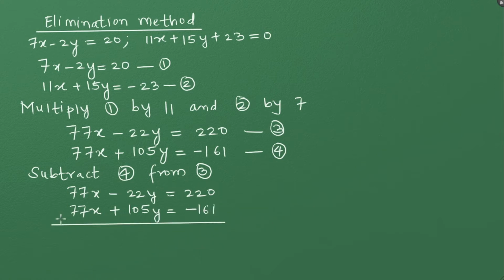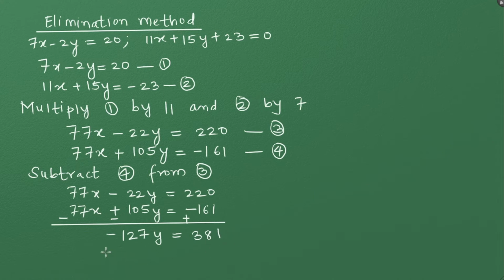So when you subtract, the sign changes. So this is minus 77x, this becomes minus 105y, and this becomes plus 161. So 77x minus 77x equals 0. So this is how x is eliminated. Now minus 22y minus 105y gives minus 127y. And 220 plus 161 gives 381.